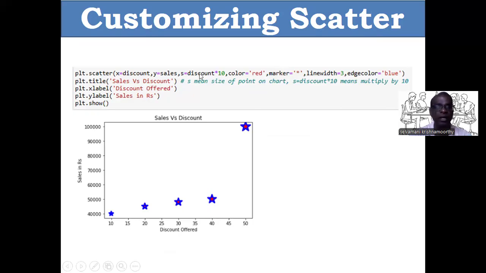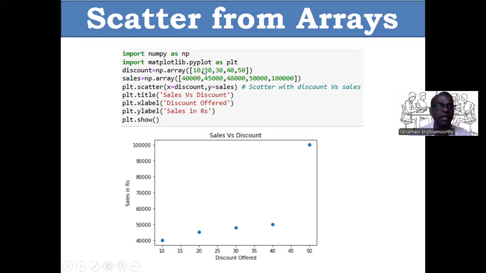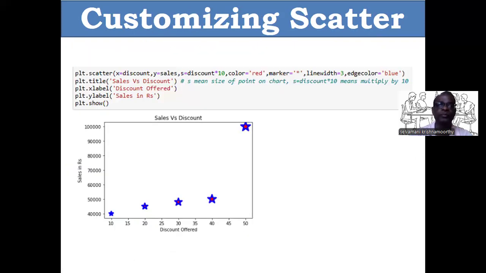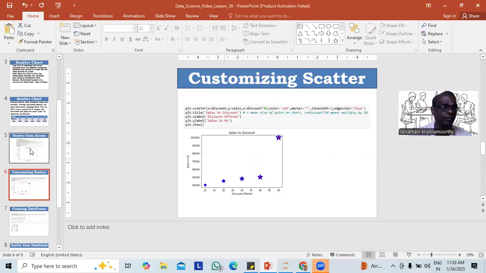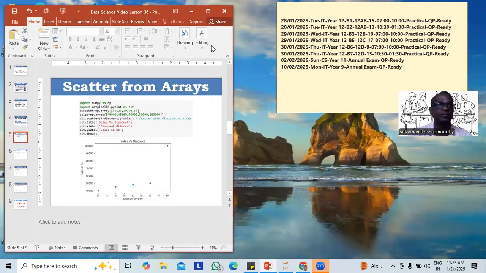Once again, repeat the same thing. Discount is one array. It has 10, 20, 30, 40, 50. It is multiplied by 10: 100, 200, 300, 400, 500. This is one array. This array is assigned to s. That means s means size of the point. For first point, size is 100. For second point, size is 200. For fifth point, size is 500. Rest of them same. Title, x label, y label, show. Let me demonstrate the same thing in front of you. Then you can easily understand.